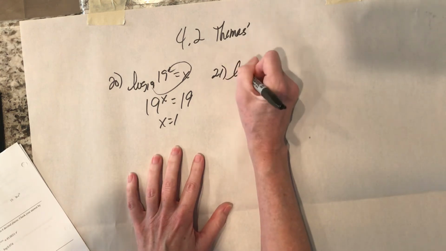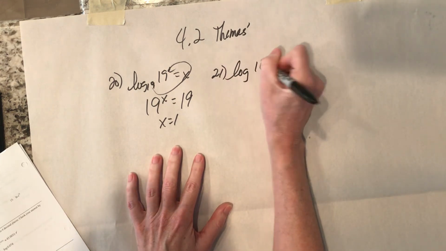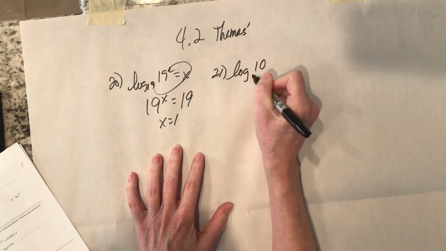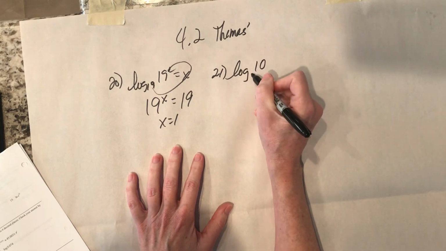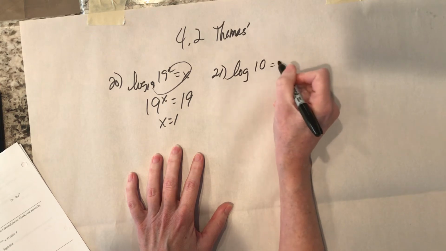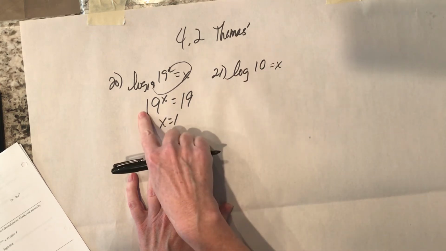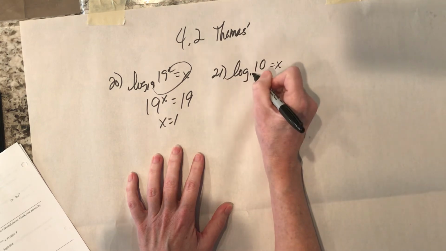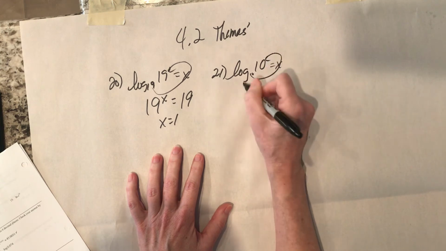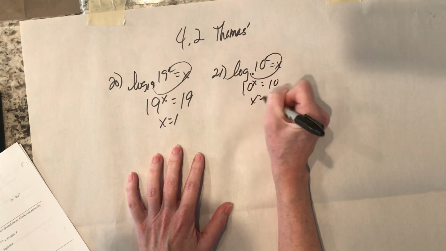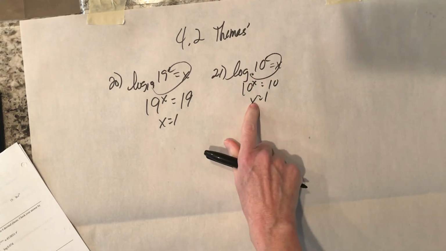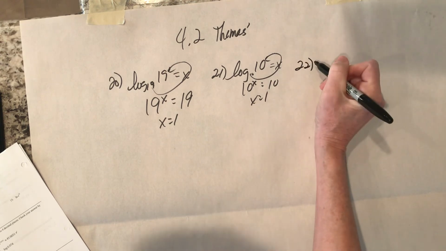Okay, number 21, log of 10. There is no base written here, so this is a common log. We understand that to be base 10. So what do you have to raise 10 to become 10? I'm going to put an x there. This is very similar to number 20, where the base and the number match. 10 raised to what power will give you 10? Obviously, it's a 1. So when the base and the number match, the answer is a 1. No need to memorize that. It takes 2 seconds to write it out and look at it and know it.